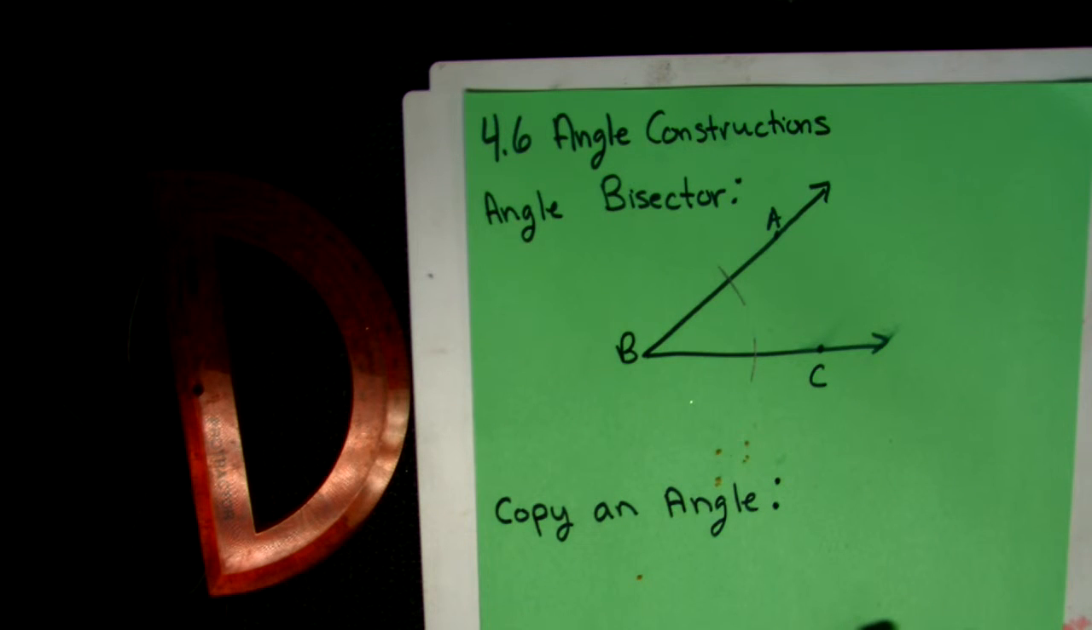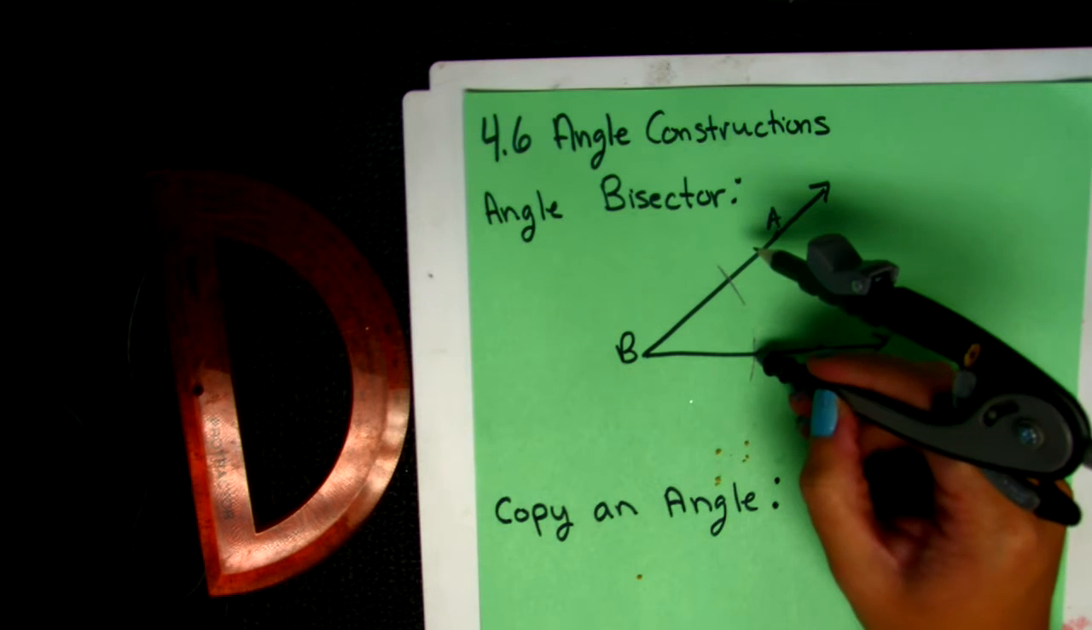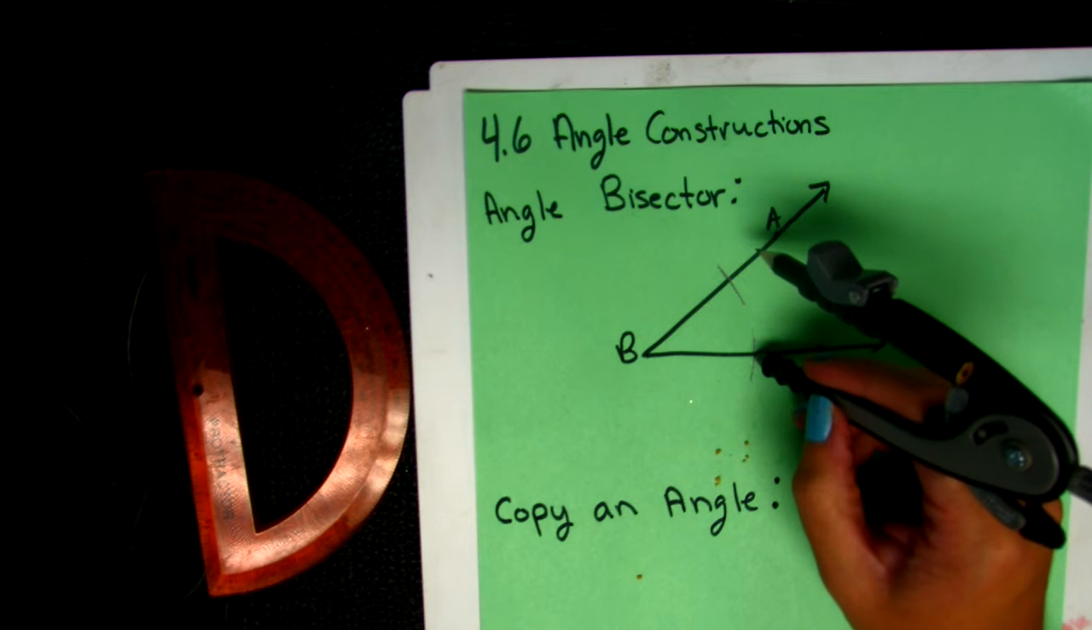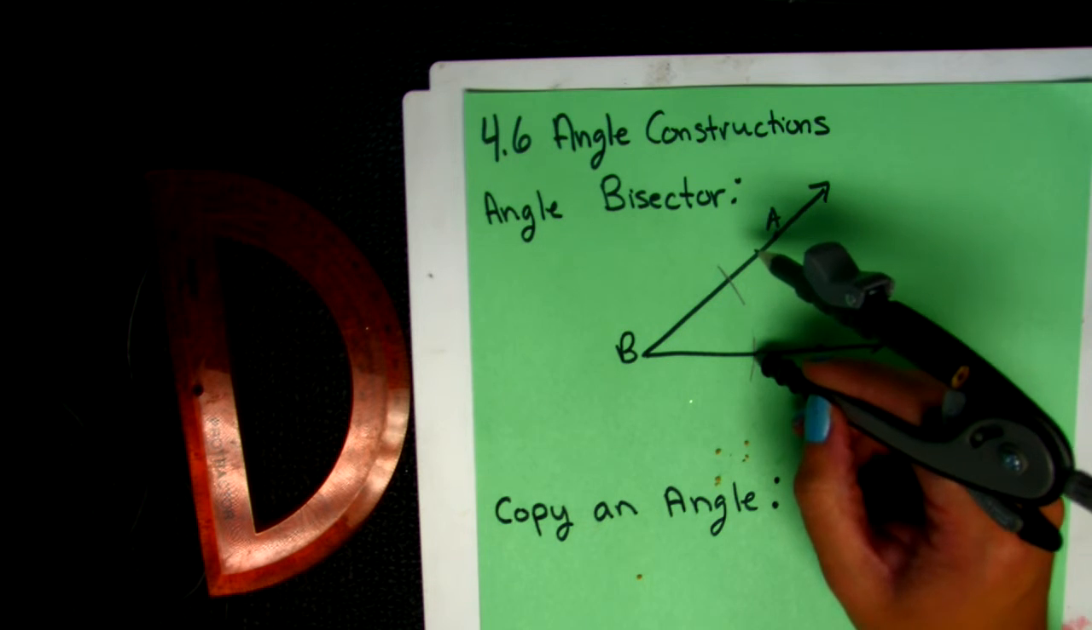I've marked both rays. The next thing I'm going to do is move the point of the compass to the point of intersection between an arc and a side. Where I marked that, I'm going to move my point there, and then mark an arc in the interior of the angle. I'm going to repeat the process on the other side as well. And the place where they intersect, I'm going to label D.